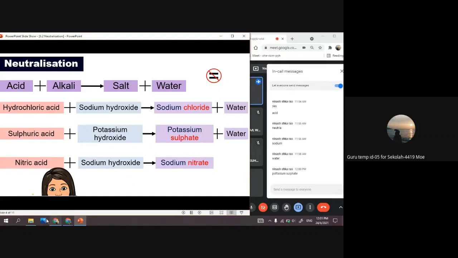So instead of nitric, kita letak dia nitrate, right? Okay, and then plus water. Okay, remember to write water as well.